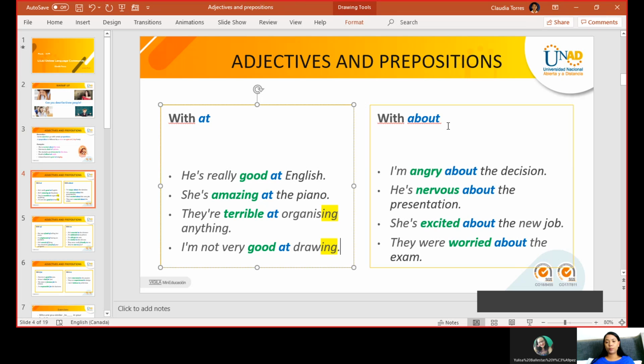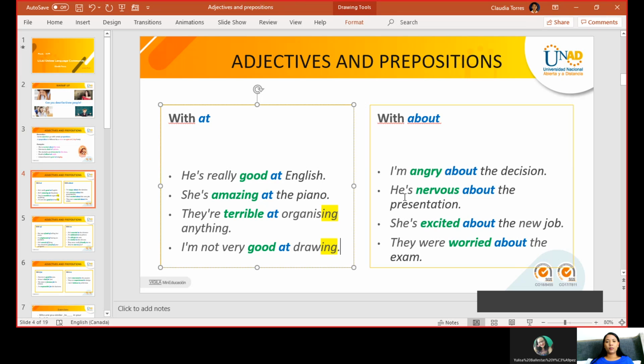Now, with about, you usually are talking about emotions, but not always, because sometimes you can use about, sometimes you can use of, but I'll let you know later. Now, look at the example. I'm angry about the decision. Why? Because I didn't like the decision. So I'm angry, I'm mad. I'm angry about the decision.